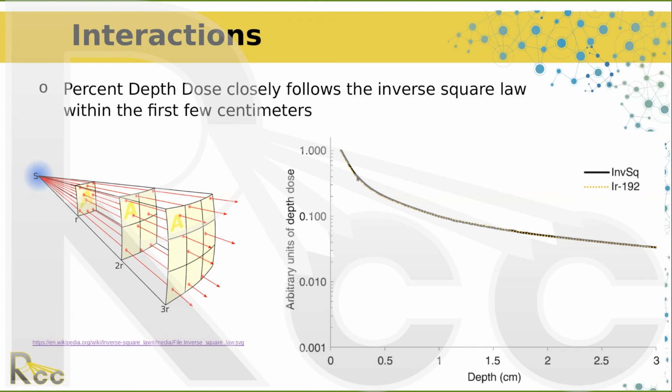The percent depth dose follows closely the inverse square law within the first few centimeters for iridium-192. You can see it almost overlays for the first 3 cm. And in brachytherapy, this is what you're interested in. So inverse square almost approximates the dose deposition.